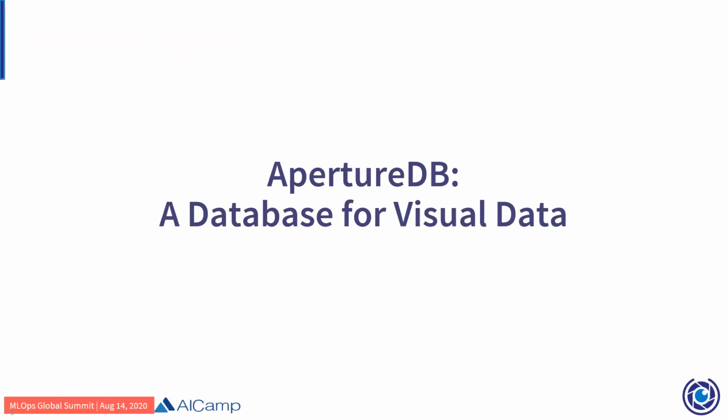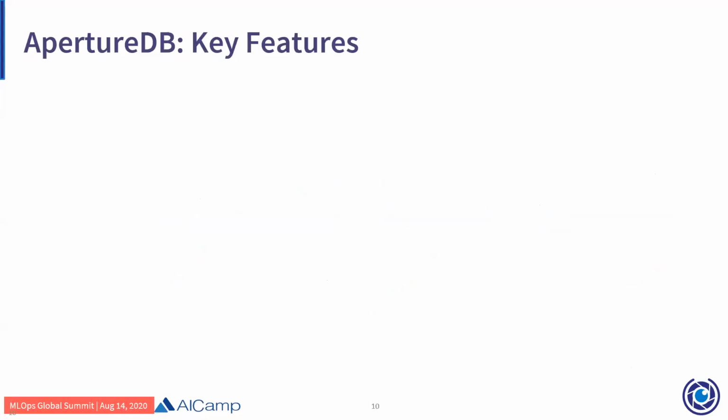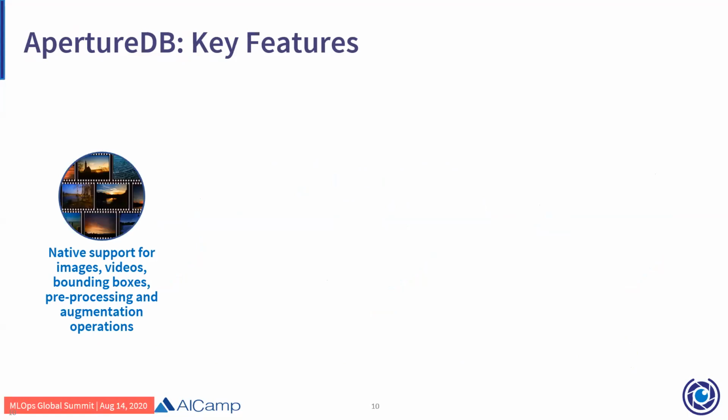All these insights led us to forming ApertureData. ApertureData offers a unique database, ApertureDB, that has been designed for visual data. We call it unique because ApertureDB treats visual objects as first-class citizens by offering native support for images, videos, and bounding boxes that describe content in them.